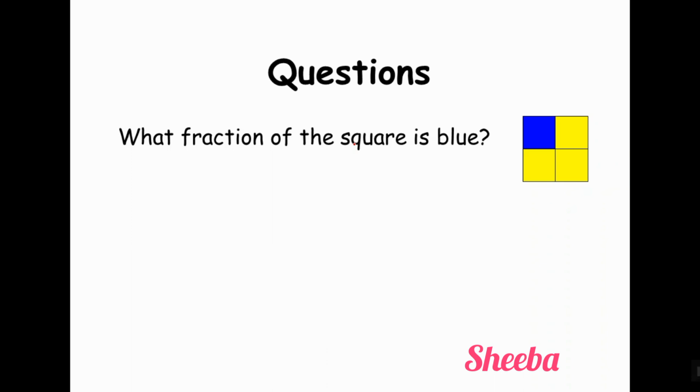What fraction of the square is blue? Here the square is divided into four equal parts. Out of that, one part is blue. So the fraction for the blue part is 1/4.